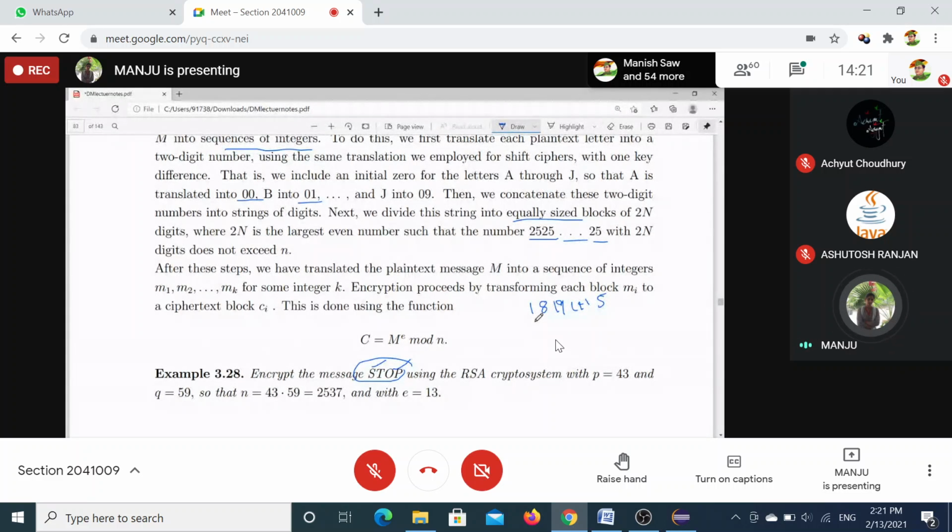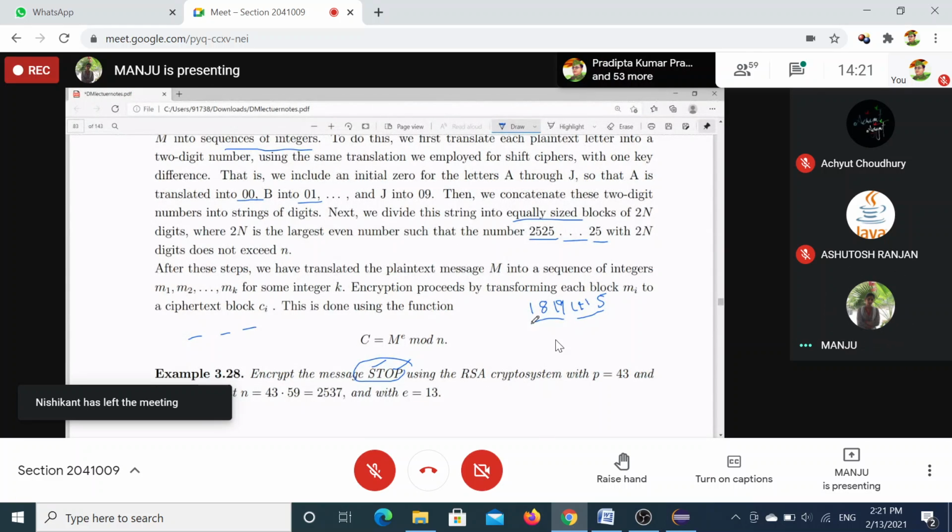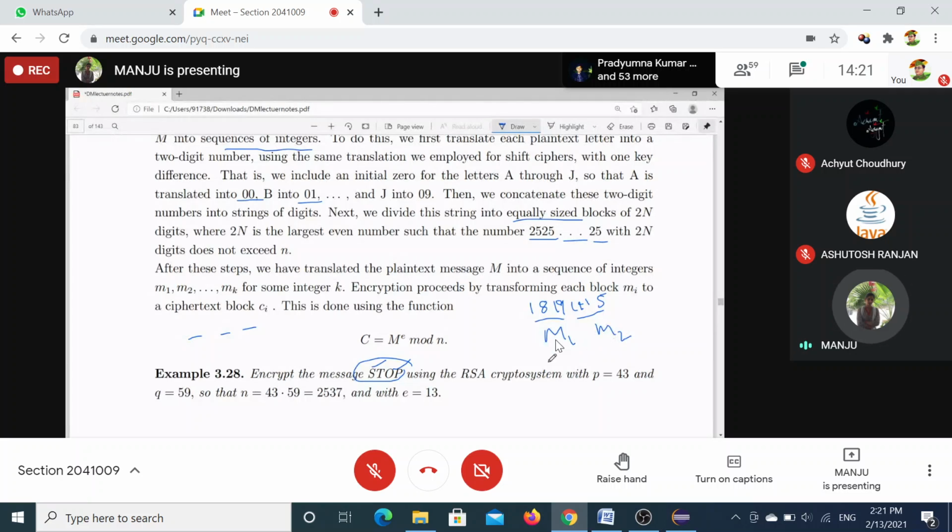You take a block of 4 digits in this case. When you have 3 letters, that is 6 digits, so you can take blocks of 2 digits each. So here you have this. Take this as M1 and this as M2, the first block and the second block.